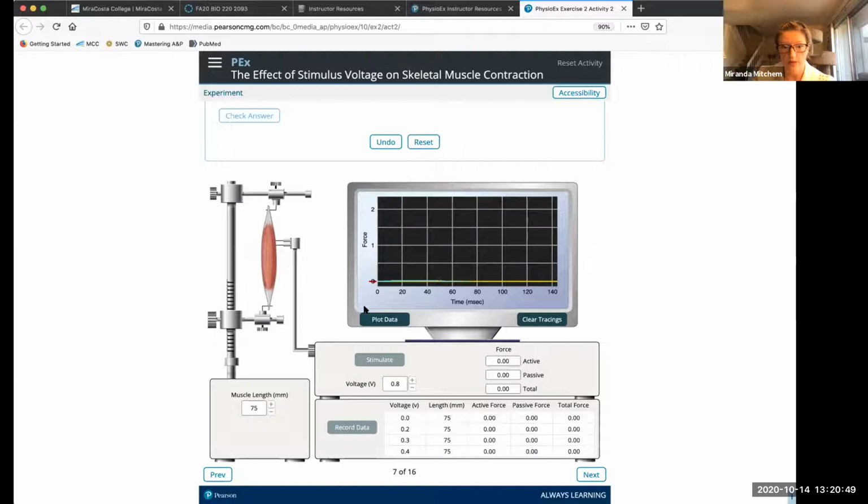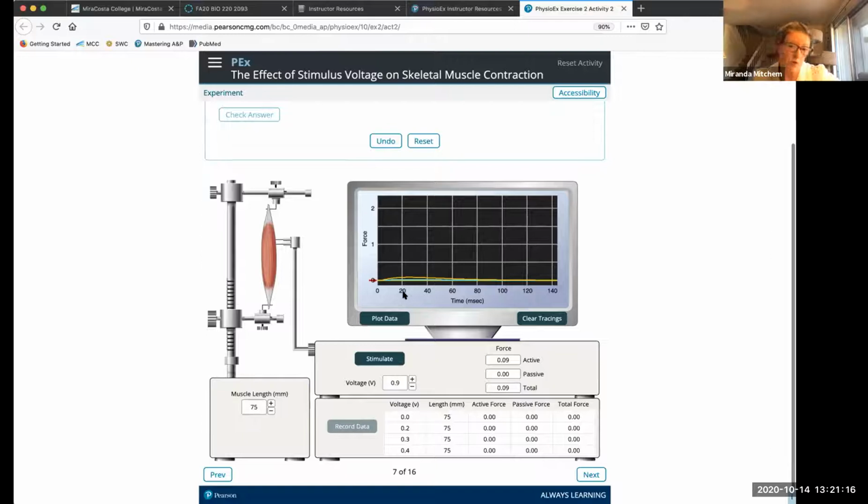0.8. Oh, we got a twitch. Did you guys see the muscle actually twitched? And there is a little blip. It's hard to see on the chart recorder, but I think we're going to see something more now. Okay, we're going to go to 0.9. Watch the muscle as well as the chart recorder, please. Stimulate. Oh, there we go. Now we can see. So the more voltage, we're getting more force.